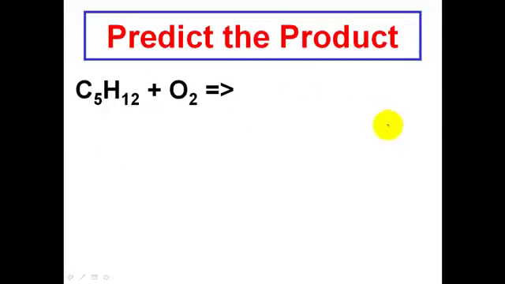The very last thing we're going to look at here is a combustion reaction, and these are probably the easiest reactions to predict the products for. In a combustion reaction, the products are always going to be CO2 and H2O. Okay, that's the answer every single time you see a combustion reaction. The product is always going to be CO2 and H2O.